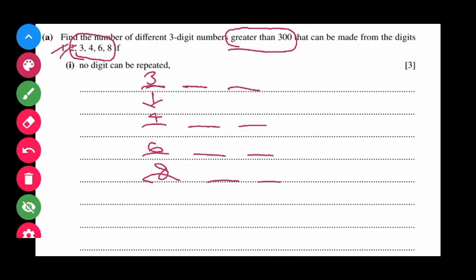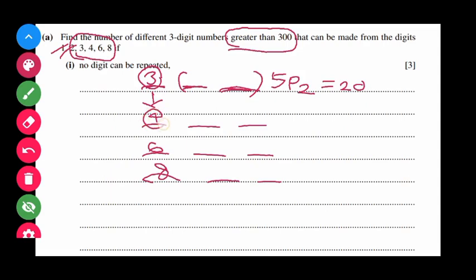If it is 3, these two places are to be arranged with how many digits? In total we have 6 digits. One digit is already used here, so these two places are to be arranged with the remaining 5 digits. That means it can be arranged in 5P2 ways, which is 20.